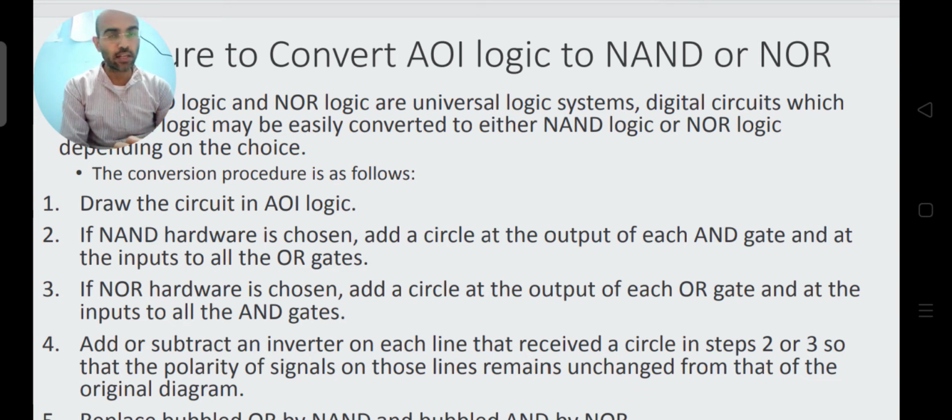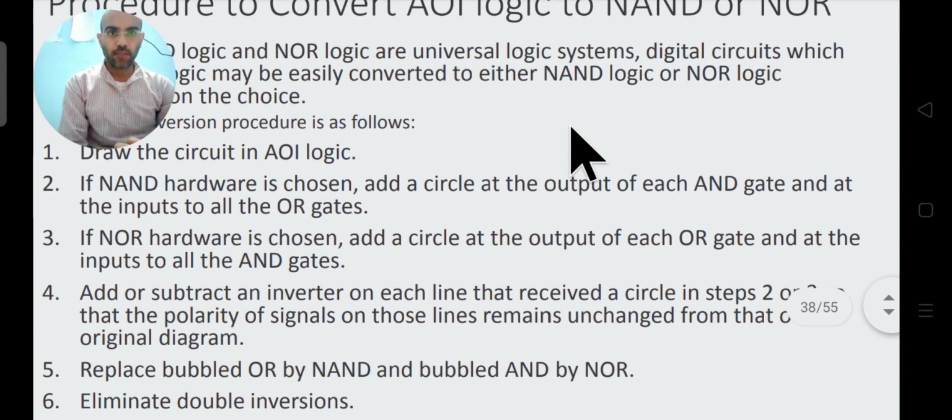Okay, obviously there will be some inverters, so those inverters can be easily implemented with the help of NAND gates by just combining the two inputs. So this was the logic.